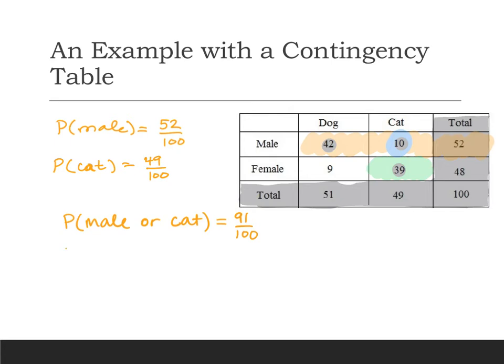Now, if I said male or dog, it changes just a little bit. I still want all of the males, so 52 males, but I no longer want to include those 39 females who had a cat. Instead, I want to include the 9 females who have a dog. So it makes it very different, right? Male or cat versus male or dog.